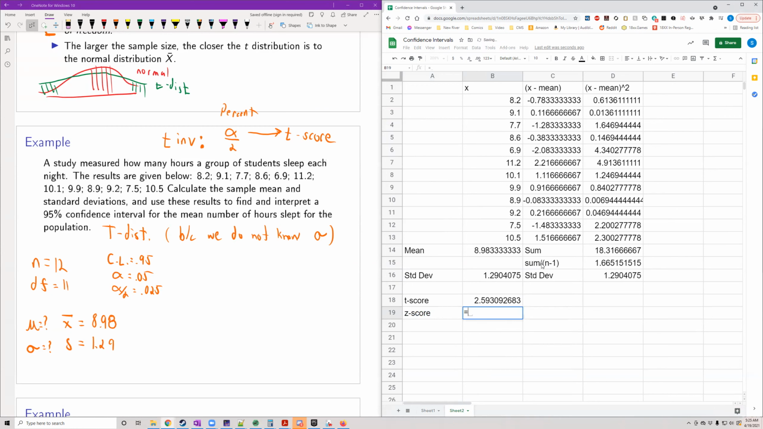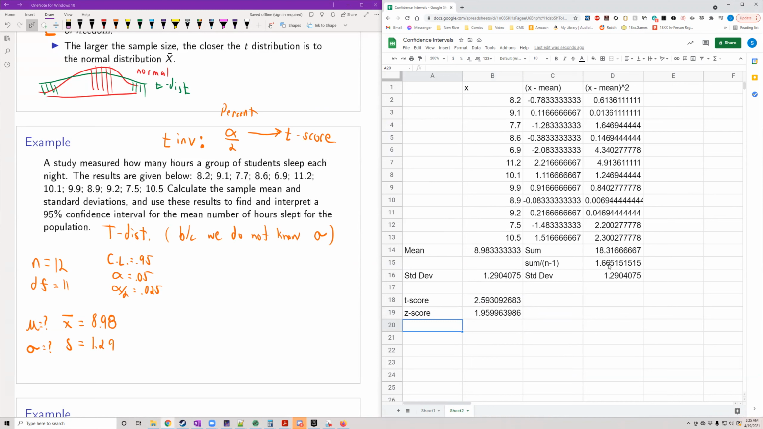If we did a z-score, this would be norm.s.inv. Z-score doesn't care about the degrees of freedom or the sample size. We would just put in the 0.025. It's going to give us a negative number, but that's fine. I'll just put a minus out front to account for that. And we see that it's 1.96. Remember, for our empirical, we were estimating around 2. 1.96 is more precise. In any case, what we expected to happen happened.